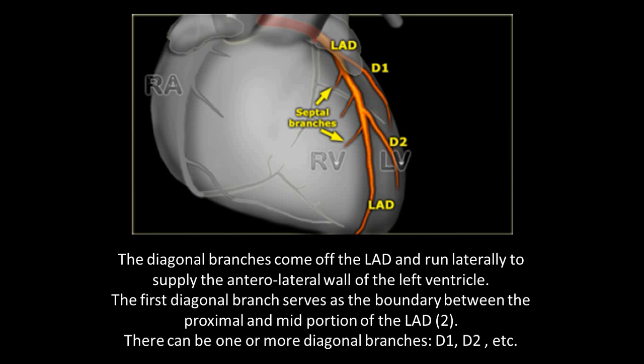So when we describe pathology, we use this as a boundary. So proximal is the proximal, and distal is distal or mid portion. There can be one or more diagonal branches, as we said, D1, D2, etc. And these are the septal branches that are supplying the septum.